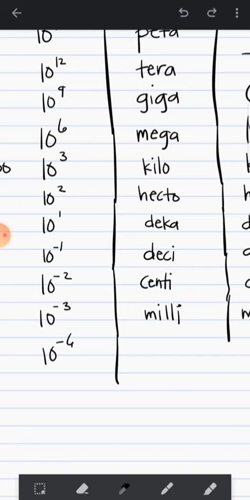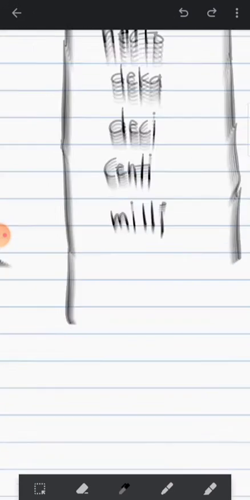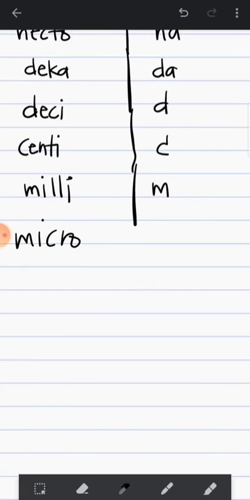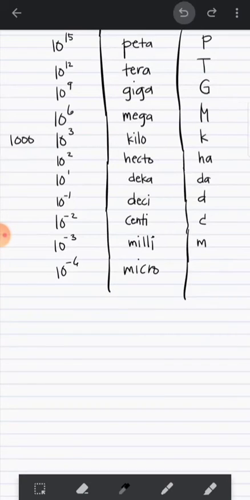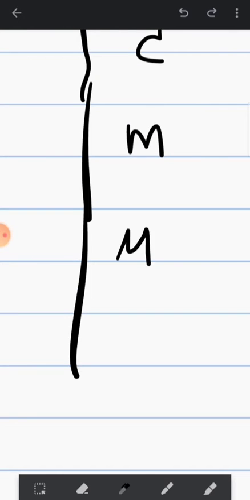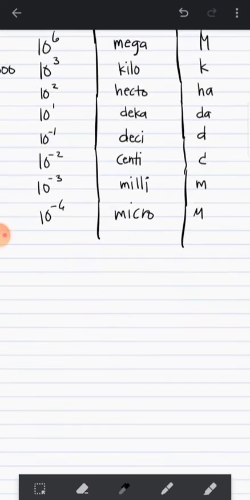Then 10 to the negative 6 is the counterpart of mega. The smaller version of mega would be micro. So that's the opposite of mega, micro. To distinguish milli and micro, they use a symbol similar to mu. So that's micro, 10 to the negative 6.